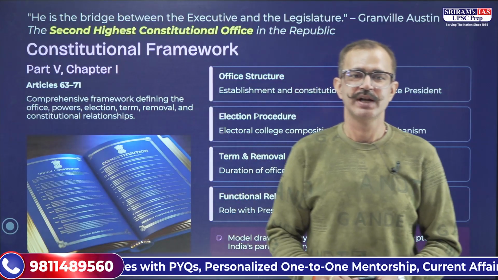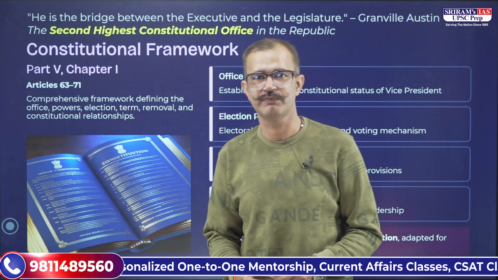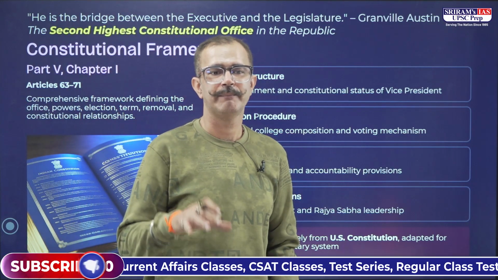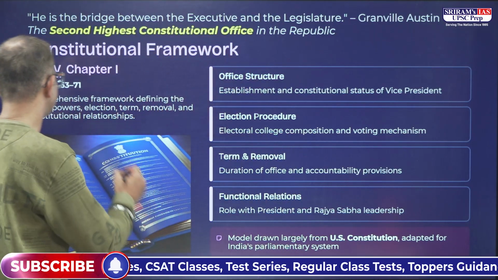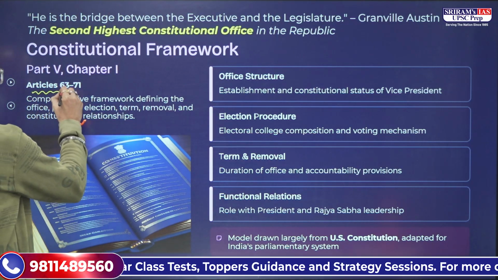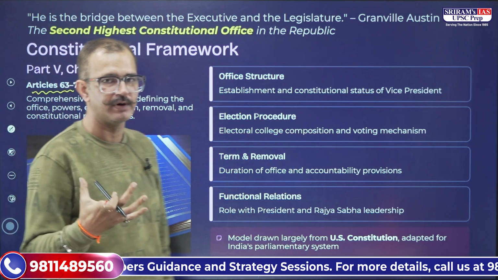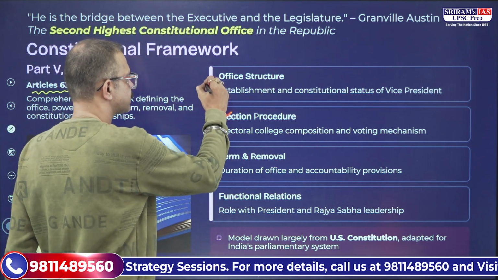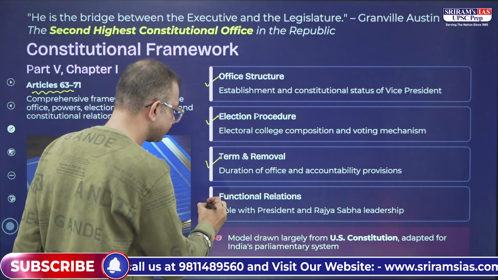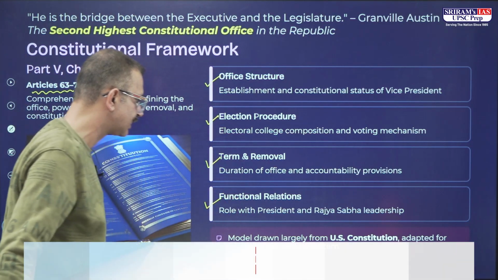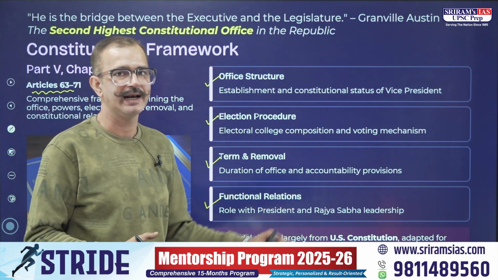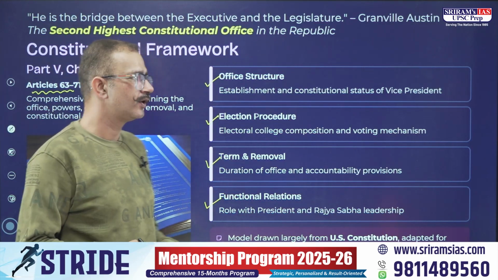Now, coming to the constitutional framework for the Vice President of India, it is given under Part 5, Chapter 1 and between Articles 63 to 71. They give a complete framework that defines the office structure as well as the election procedure, the term and removal of the Vice President, and also the functional relations. That is, what his role is with respect to the President, and even as a chairman of the Rajya Sabha.